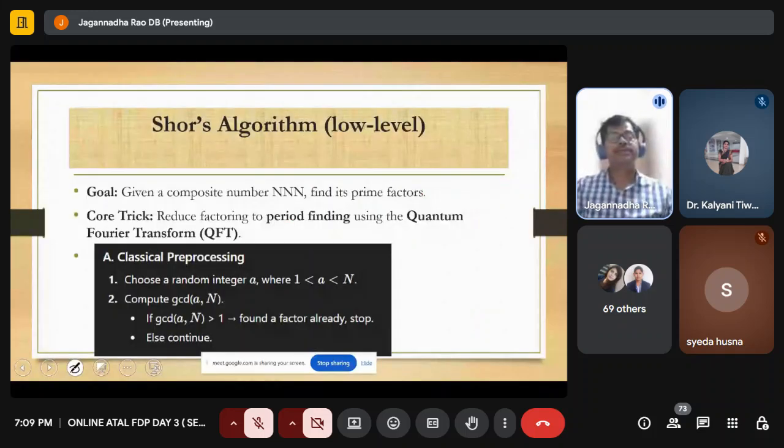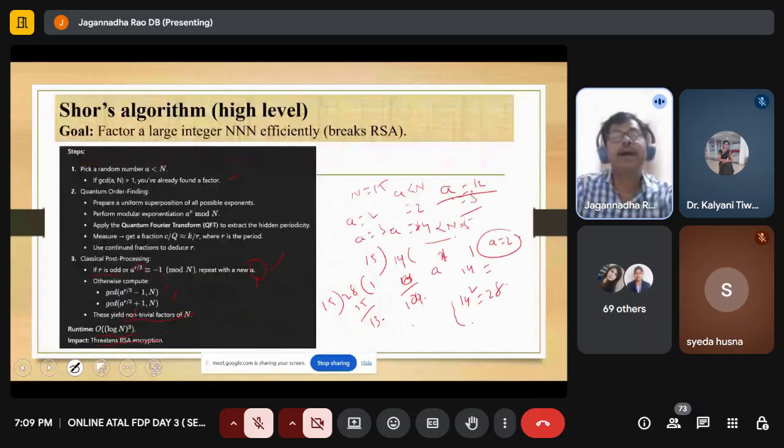So here, simply, I am going into detail. This is a high level Shor's algorithm. But what we discussed in our example is the low level Shor's algorithm. Given a composite number n, find its prime factors. So reduce factoring to period finding using the quantum Fourier transform, QFT.